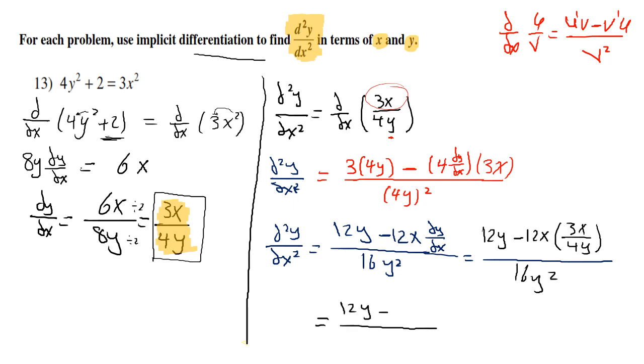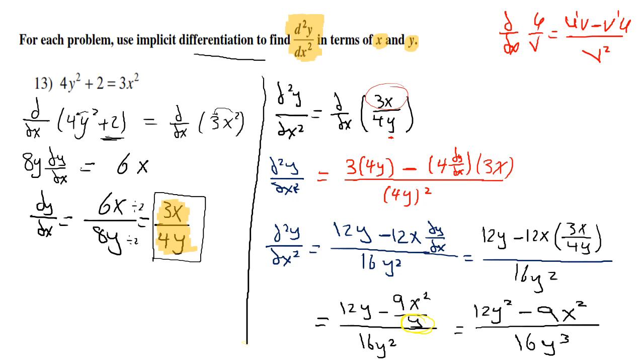to 12y minus 12 divided by 4 is 3. 3 multiplied by 3 is 9. So 9x squared over y, divided by 16y squared. To remove this y in the denominator, I'm going to multiply each term by y. So it's 12y squared minus 9x squared divided by 16y to the power of 3, after simplifying and multiplying each term by y.